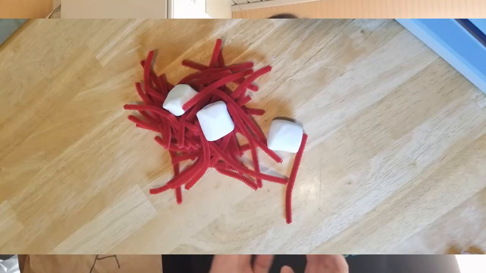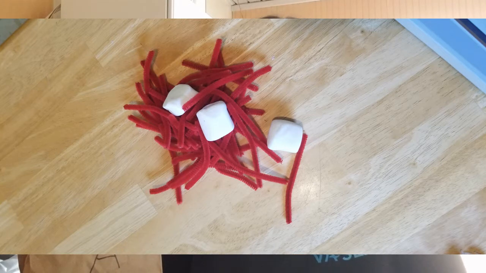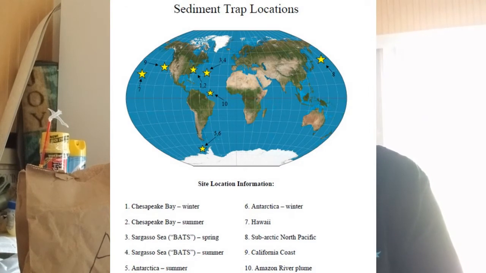For example, this one contains what is supposed to represent Antarctica in the summer. So there's a variety of pipe cleaners that represent Antarctic krill pellets, as well as marshmallows, which represent salp fecal pellets. And so what they do is they dump out their contents. They use the map that's included to make a hypothesis about where they think that their sample bag came from.